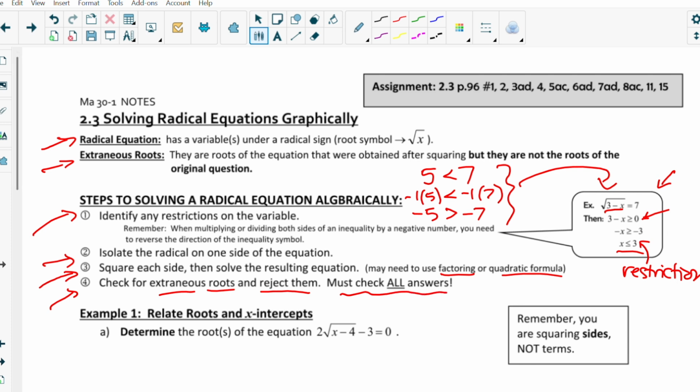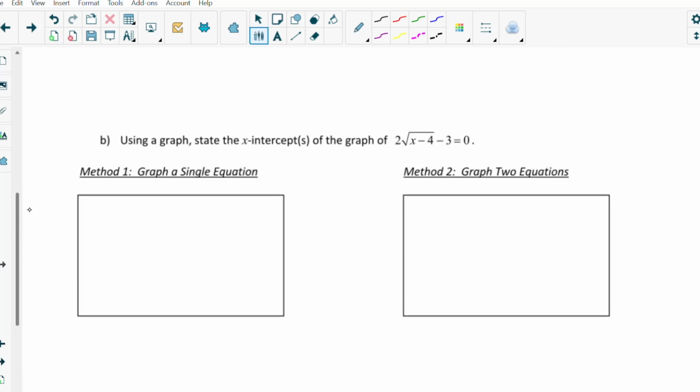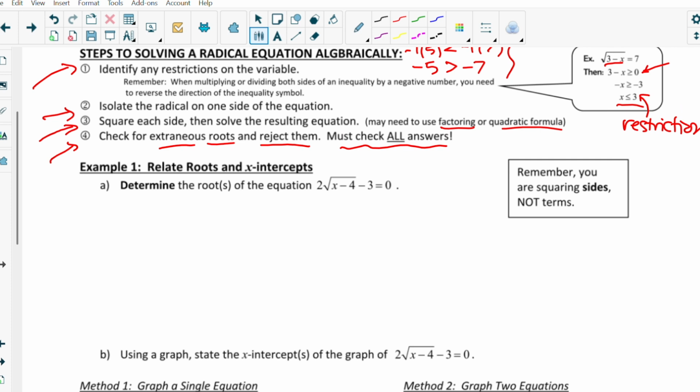Example 1. Relate roots and x-intercepts. Determine the roots of the equation 2 times the square root of x minus 4, minus 3 equals 0. Well, I'm going to isolate the radical before I square it. Remember, squaring is our path to solving this. So I'm going to add 3 to both sides. I'm going to square both sides instead of dividing by 2, and I'm going to square 3 halves. Let's just leave it like this, and I'm going to square both sides.